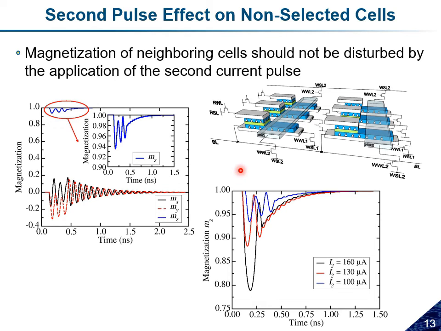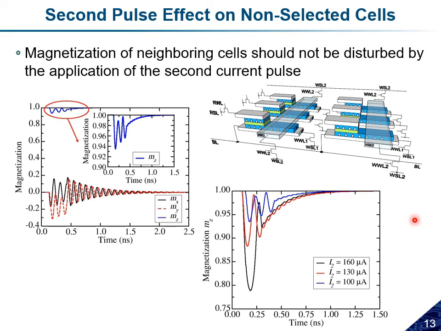We verified this condition by applying only the second current pulse in a cell, and we could check that indeed the magnetization is very slightly disturbed, as shown by this figure on the left. Here we show the Z component of the magnetization very slightly affected. And then we further increased the current above the critical current, to 120 microamps and 160 microamps, going above the critical current density.